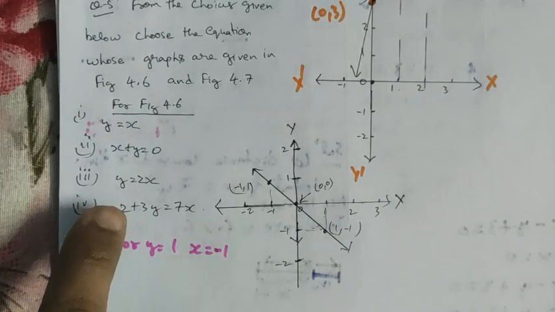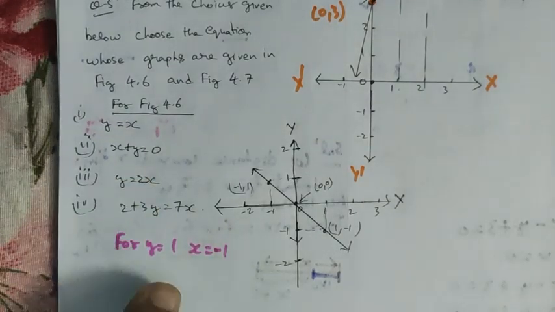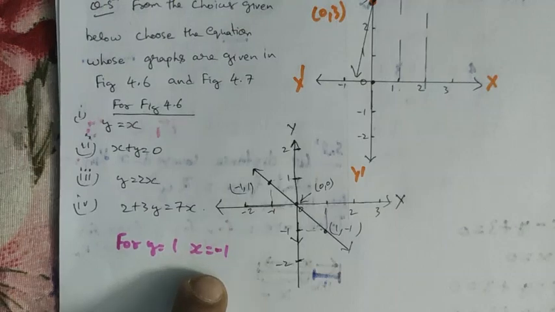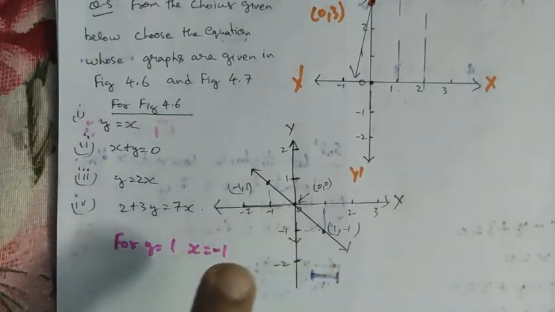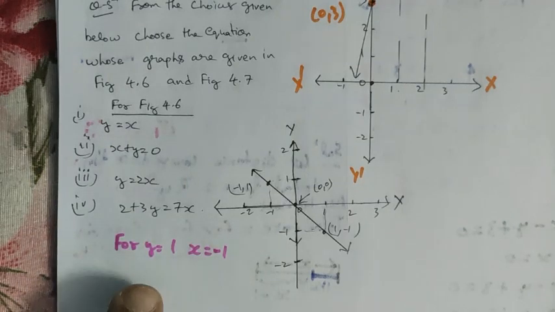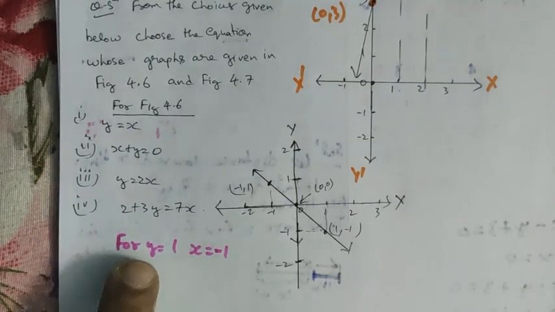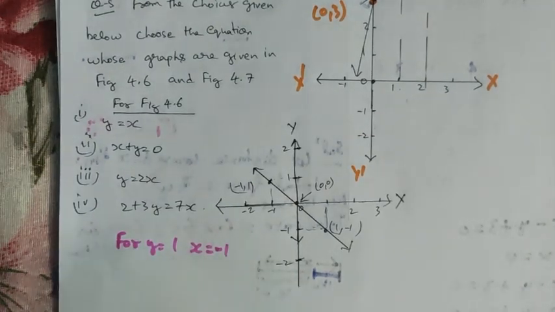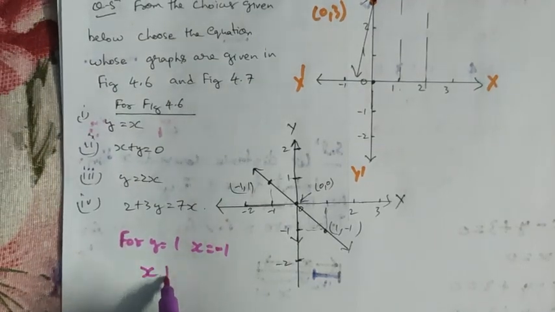Second equation, x plus y equals 0. That is -1 plus 1 equals 0. This is possible. Third one, y equals 2x. That is 1 equals 2 into -1, so 1 equals -2. That is also not possible. Fourth one, 2 plus 3y equals 7x. So 2 plus 3 into 1 is 5, which equals 7 into -1, that is -7. That is also not possible. So this is indicating x plus y equals 0.